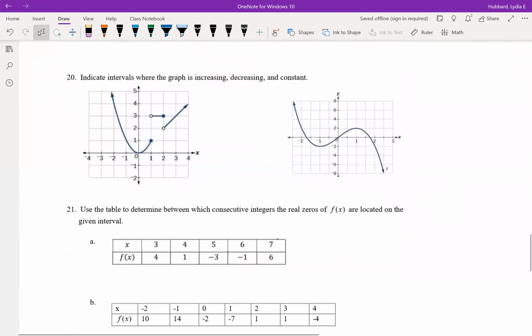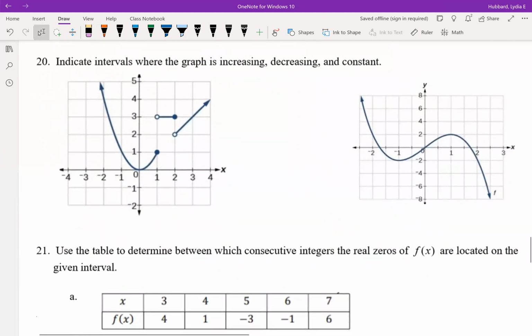We're getting towards the end. Okay, so now we want to indicate which intervals our graph is increasing, decreasing, or constant. So the way I think about this is I think about a little man walking on my graph. And if he's going downhill, he's decreasing. If he's going uphill, he's increasing. If he's walking on a flat surface, he's constant. And that's how I think about it.